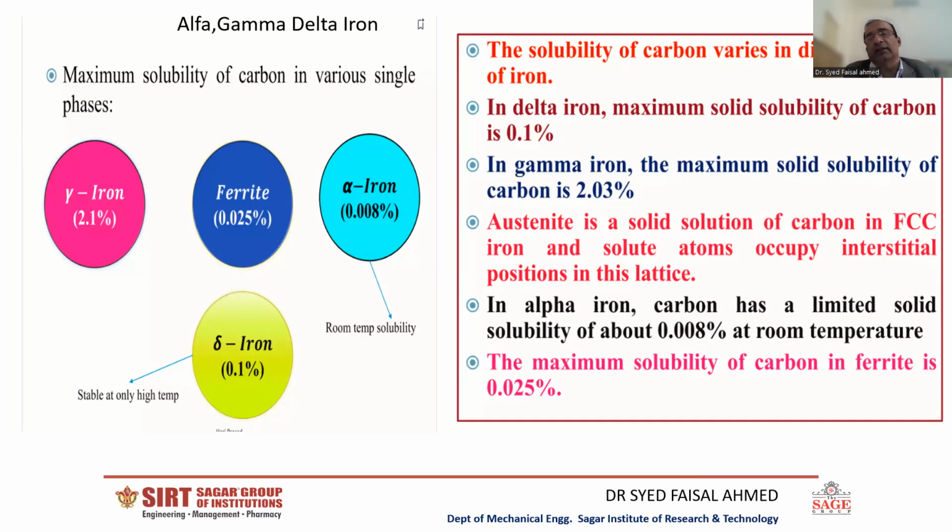The solubility of carbon varies in different forms of iron. In delta iron, the maximum solubility of carbon is 0.1. In gamma iron it is 2.03, the maximum solubility that is possible. As far as austenite is concerned, that is face centered cubic, FCC represents face centered cubic. The carbon atoms are solute atoms, and they occupy interstitial positions in this lattice. In alpha iron, carbon has a limited solid solubility of about 0.008 percent, that is at room temperature.